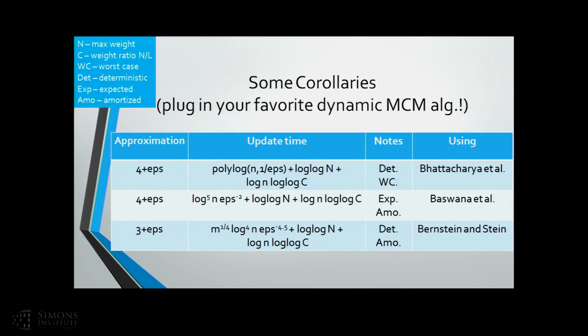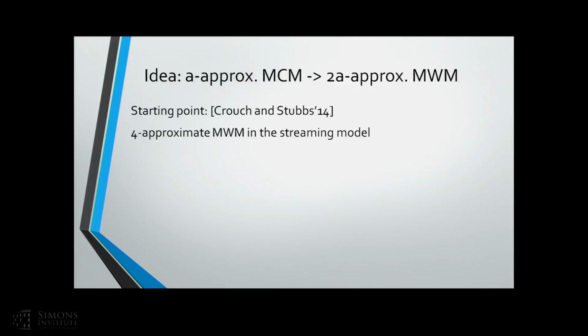Okay, so what's good about this? Well, we had all these results about maximum cardinality matching. We plug them in, and now we get the best known algorithms for maximum weight matching in the dynamic case, just immediately. For example, you get an almost 4 approximation in polylog n time with some log dependence on the largest edge weight. C is the ratio between the largest and smallest edge weight, and so on.